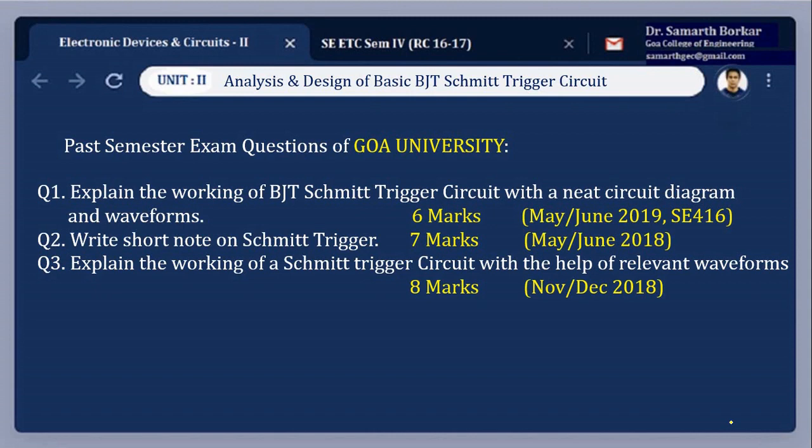You have to write in brief about all the aspects of the Schmitt trigger whenever this type of short note question is asked. Now the third question: explain the working of Schmitt trigger circuit with the help of relevant waveforms. Now here you have to highlight the waveforms. You have to draw the circuit diagram, but then your answer has to revolve around those waveforms. So you have to mark what is VC1, what is VC2, what is VB1, what is VB2, and so on.